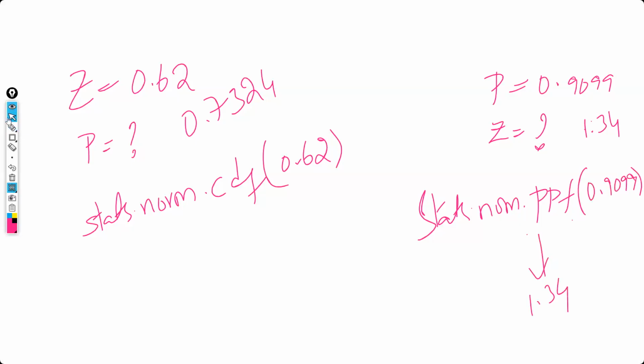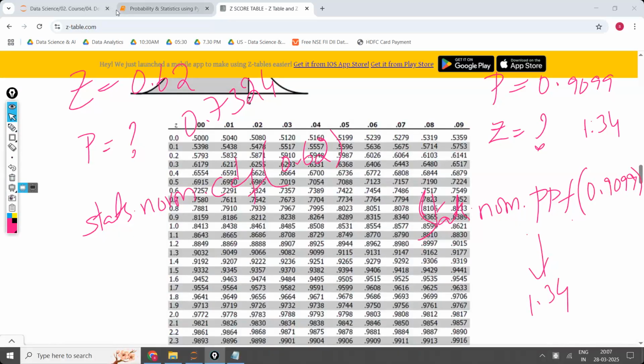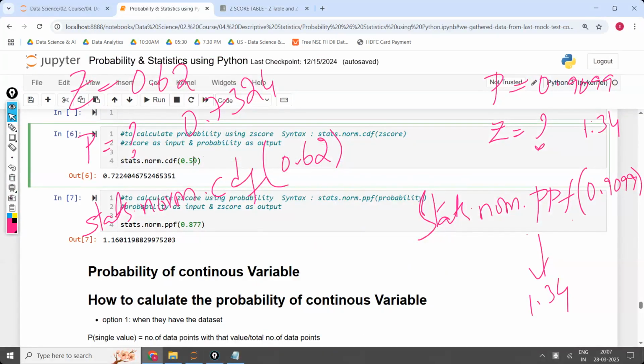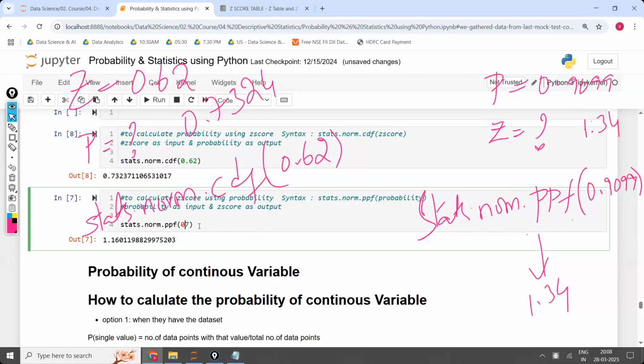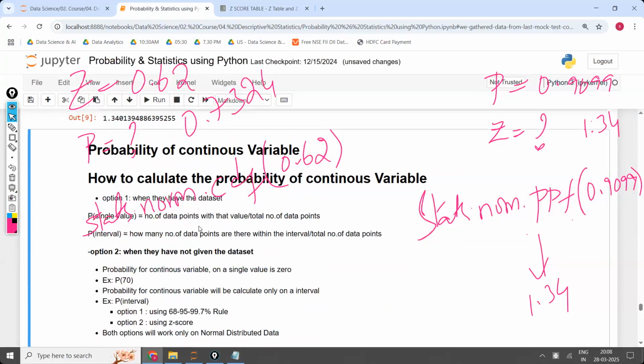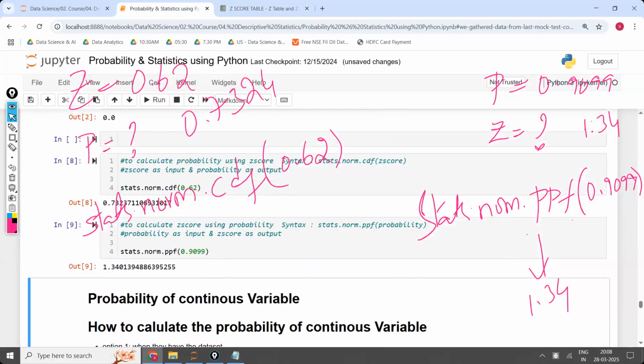Let's cross check. If I give this one, what is the output I will get in Python? Just here I am writing 0.62 inside this. What is the number I have got? 0.7323. Same answer. Now, in the PPF function, I'm providing 0.9099. It has to give 1.34.